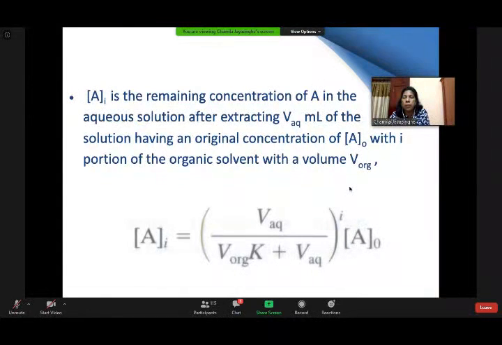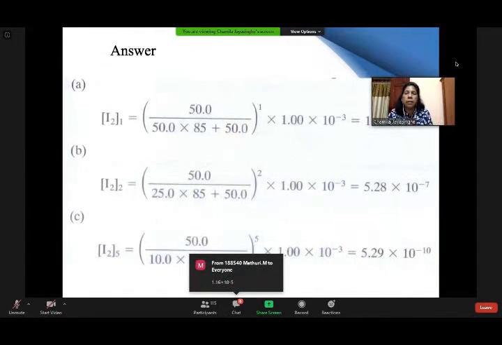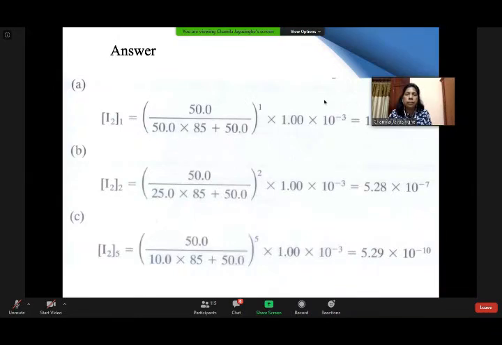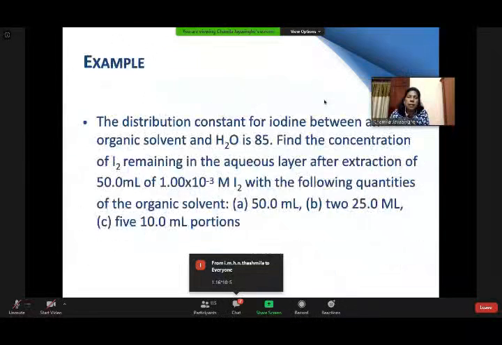The answer is 1.16 into 10 to the power minus 5, right? Someone has mentioned this is the answer, 1.16 into 10 to the power minus 5. Okay, let's see if that answer is correct. Yes, the answer is correct, 1.16 into 10 to the power minus 5. Then the remaining iodine concentration in the sample is 1.16 into 10 to the power minus 5 when you use 50 ml at once, right?